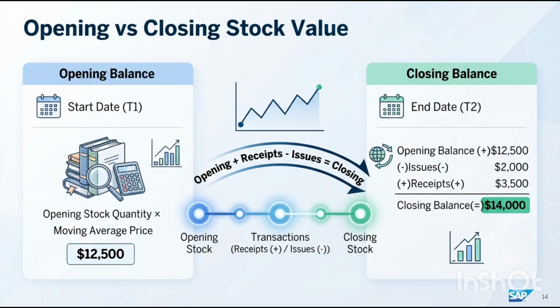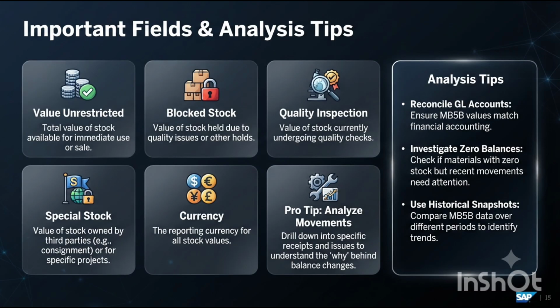This report gives you both quantity and value, making it extremely useful for financial reporting, inventory valuation, and month-end closing activities. Understanding this flow is essential for accurate stock analysis and the audit preparation. Now, focus on these important columns: unrestricted, stock value, quality inspection stock, blocked stock, and special stock.